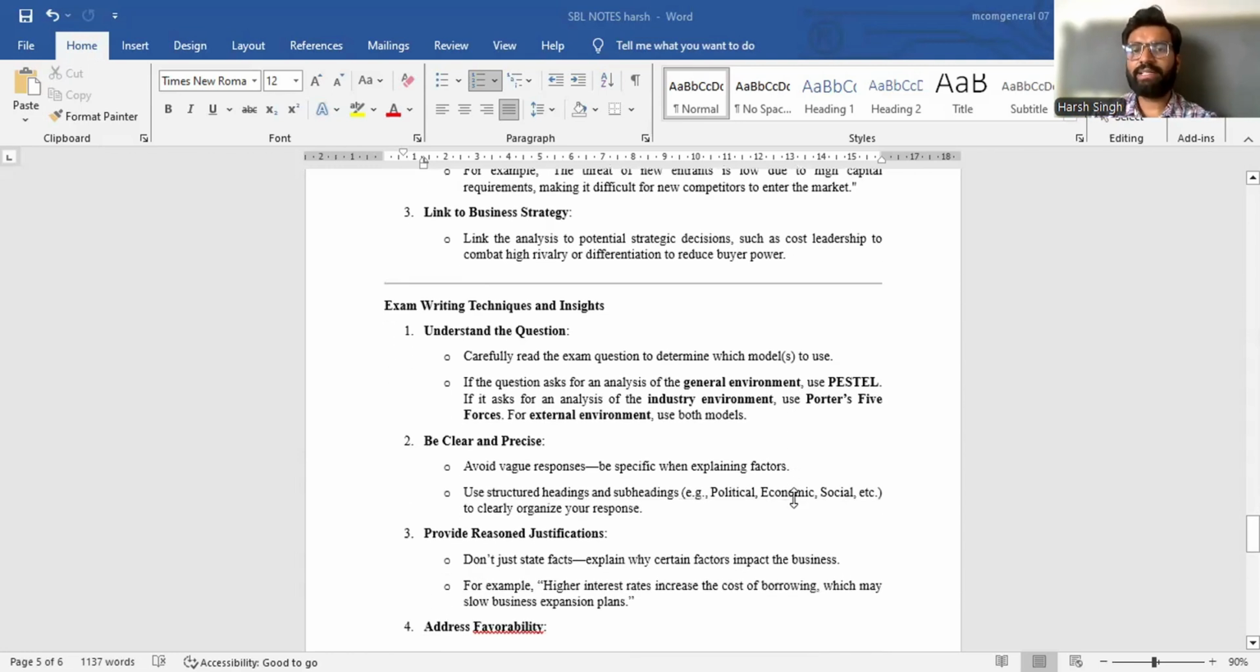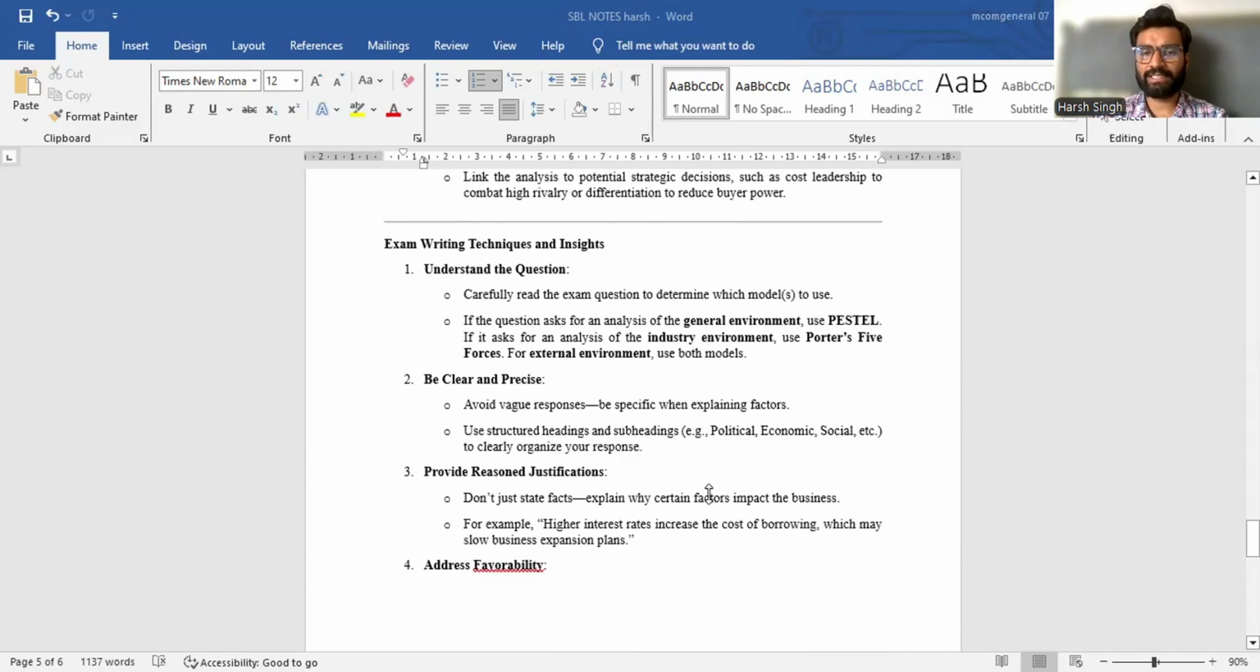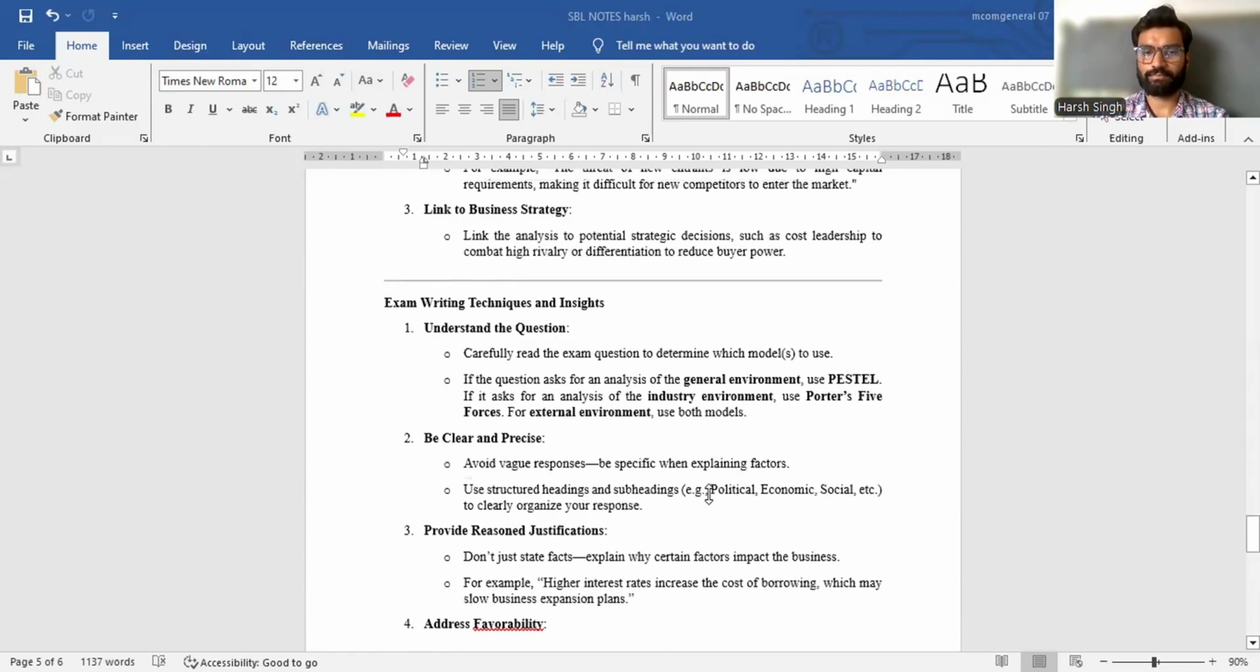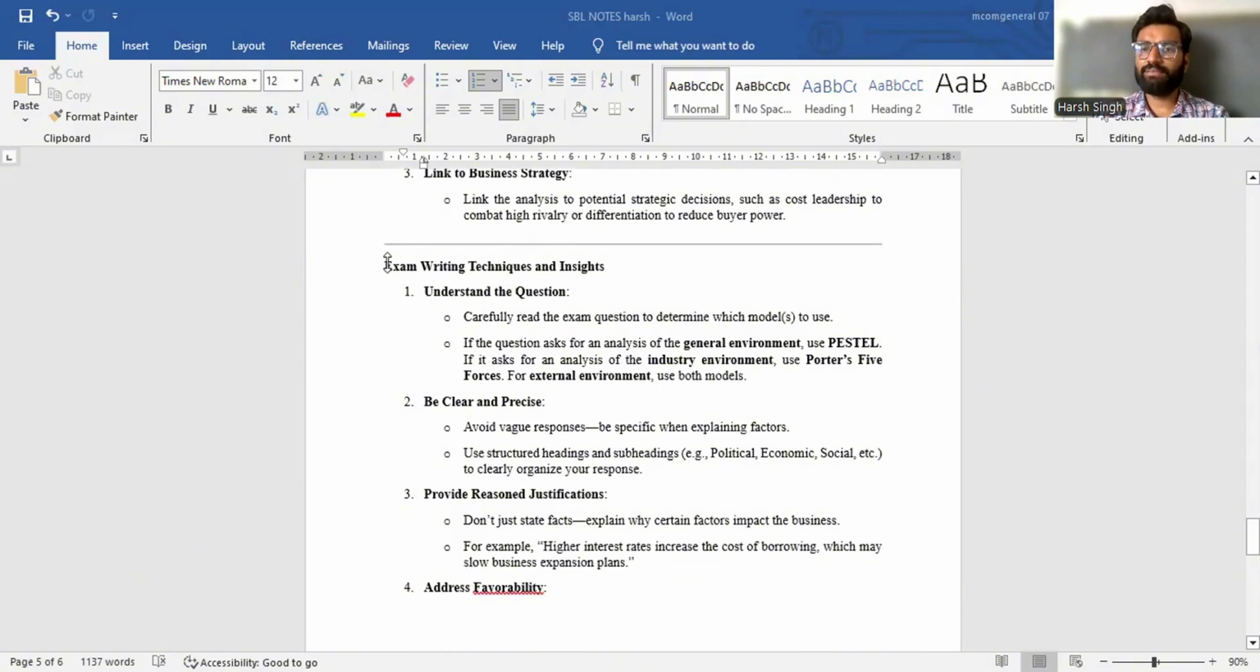Now, exam writing technique and insights for the first part, that is Porter 5 forces and the PESTLE analysis, everyone. This thing will be true for every point that is there, so you don't need to think much about it. Understand the question: carefully read the exam question to determine which model to use. If the question asks for analysis of the general environment, use PESTLE. If industry environment, use Porter 5 forces. For external environment, we can use both models depending. Generally, we'll be using the PESTLE analysis.